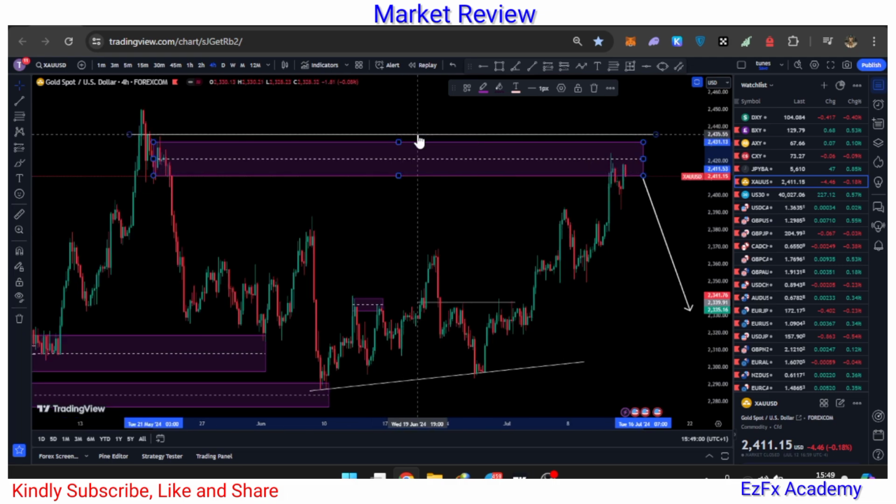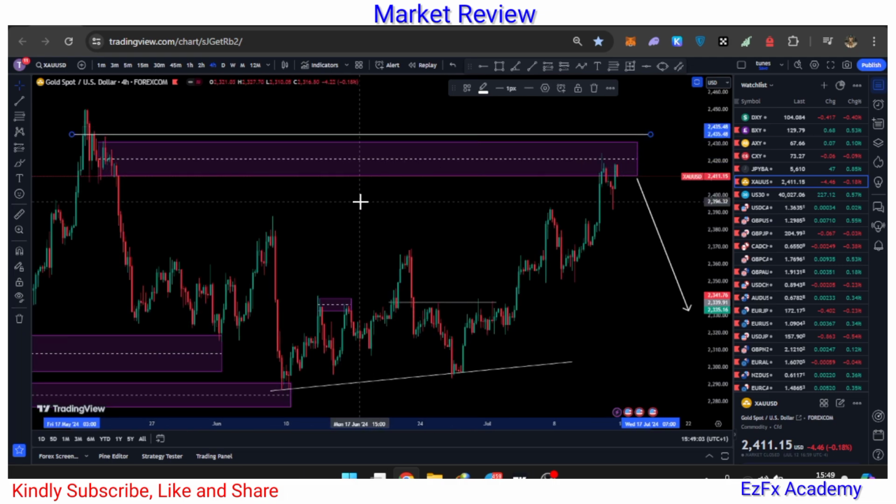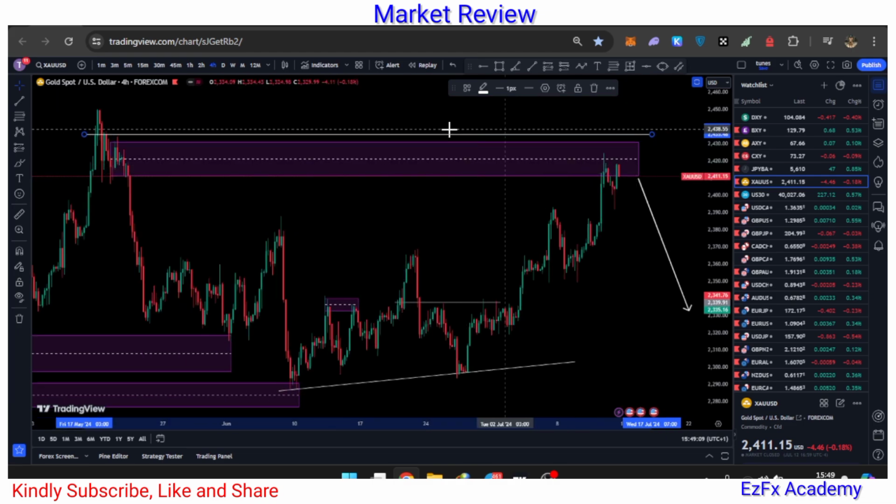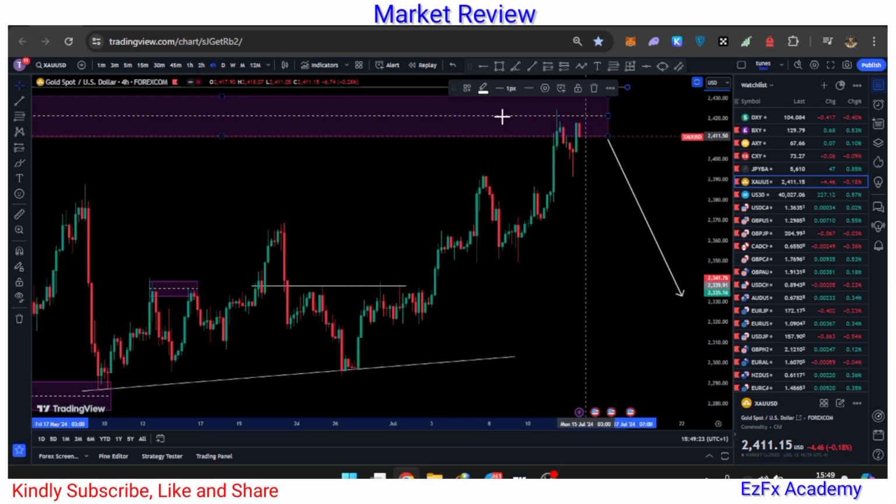I'll prefer to watch out for that sell to last as far as we don't get to break above 2435.48. As far as we don't get to break above that, then I'll be watching out for price to continue bearish. Of course, that means if I get to see that point broken, then definitely my bias will change. Currently for me, I'll be watching out for just re-entries for a sell on the lower time frames.